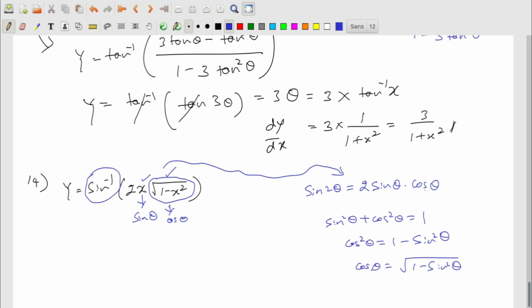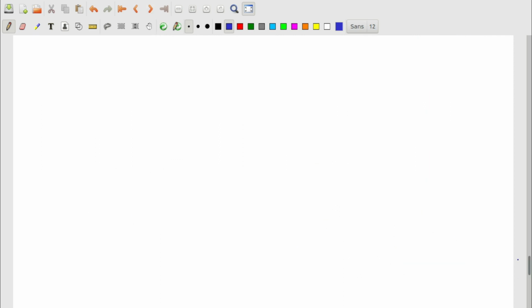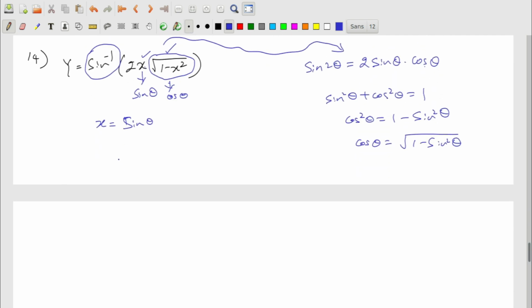Okay, what is cos theta? Root of 1 minus sine square theta. So now it makes sense here. X can be replaced by sine of theta. So here the substitution required is x is equal to sine of theta. So if I take x is equal to sine of theta, what do we get here? Y is equal to sine inverse 2 times sine theta root of 1 minus sine square theta.